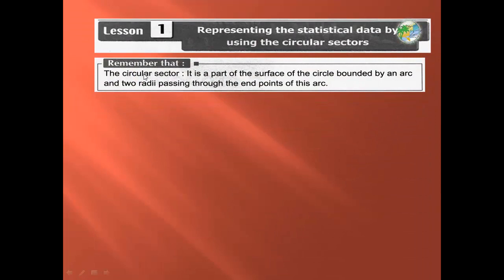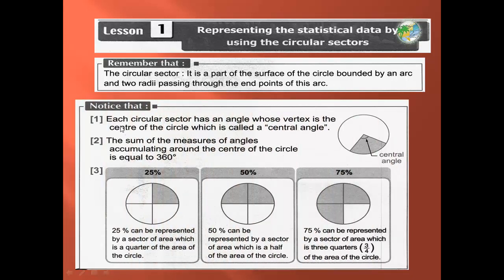For this lesson, remember that the circular sector is a part of the surface of the circle bounded by an arc and two radii passing through the end points of this arc. Each circular sector has an angle with its vertex at the center of the circle, which is called a central angle. This is a central angle.